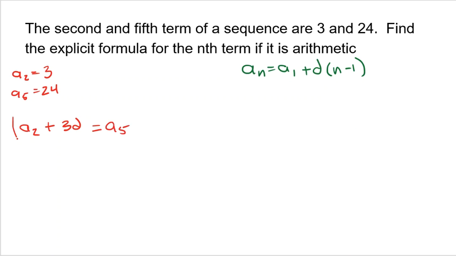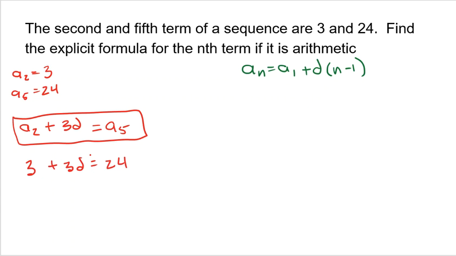Starting out with this generic idea is going to be very helpful because I know the second term is 3 and the fifth term is 24, so I just created an algebraic equation to solve to find that common difference. I'm going to subtract 3, so I get 3d equals 21. I'm going to divide by 3, and I get a common difference of 7. So I now know my common difference is 7.